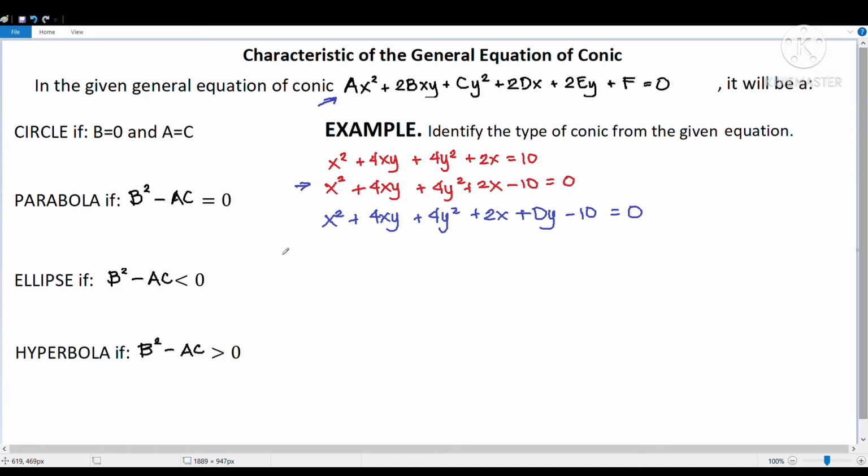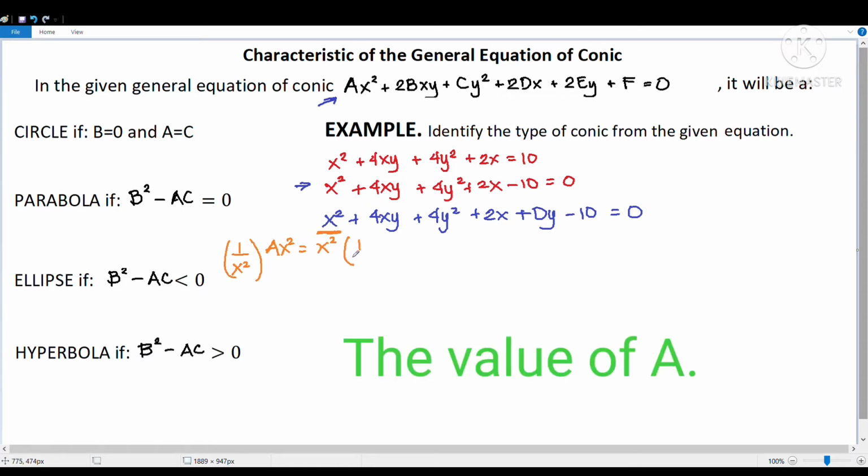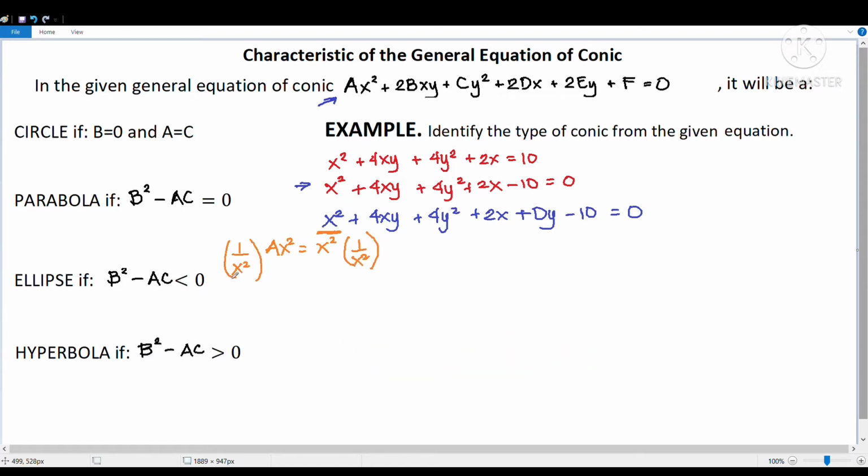For the value of a, we have ax squared equal to our x squared from our equation. So we have to multiply both sides by 1 over x squared in order to determine the value of a. So that cancels for the left side and cancels for the right side also. So we have a is equal to 1 in our right side. So this is the process of multiplication property of equality.